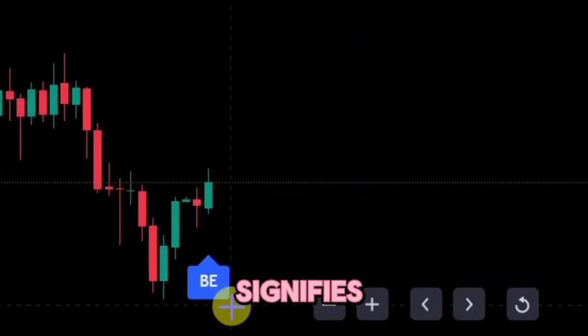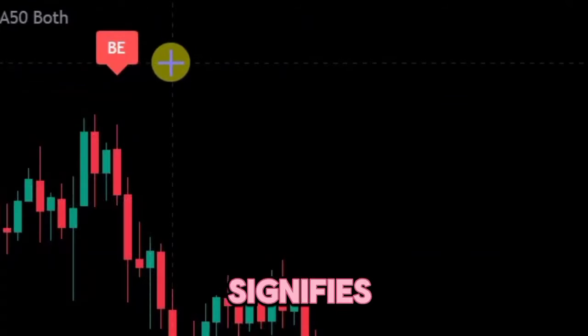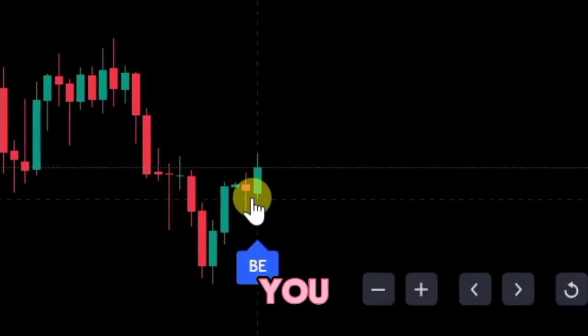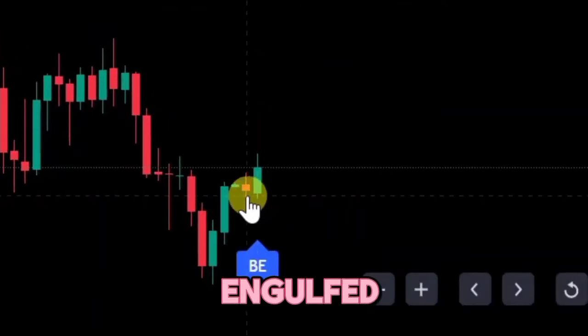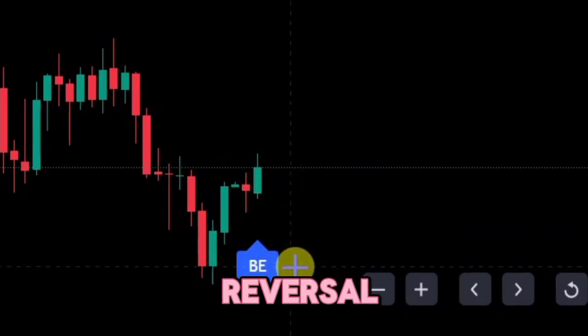This BE signifies bullish engulfing candle. You understand why this BE right here signifies a bullish engulfing candle? What happened here? This green candle you're seeing has successfully engulfed the previous bearish candle, which this indicator is now signaling as a trend reversal to the upside.